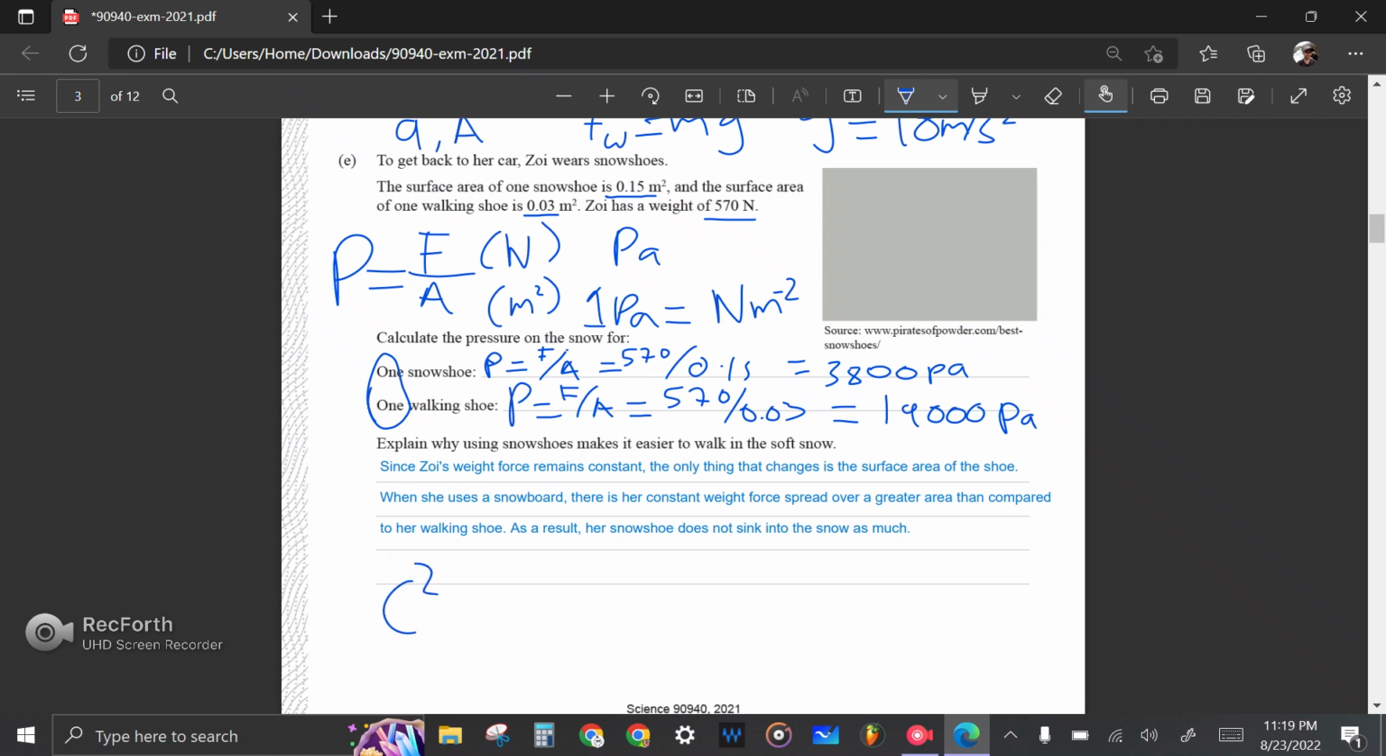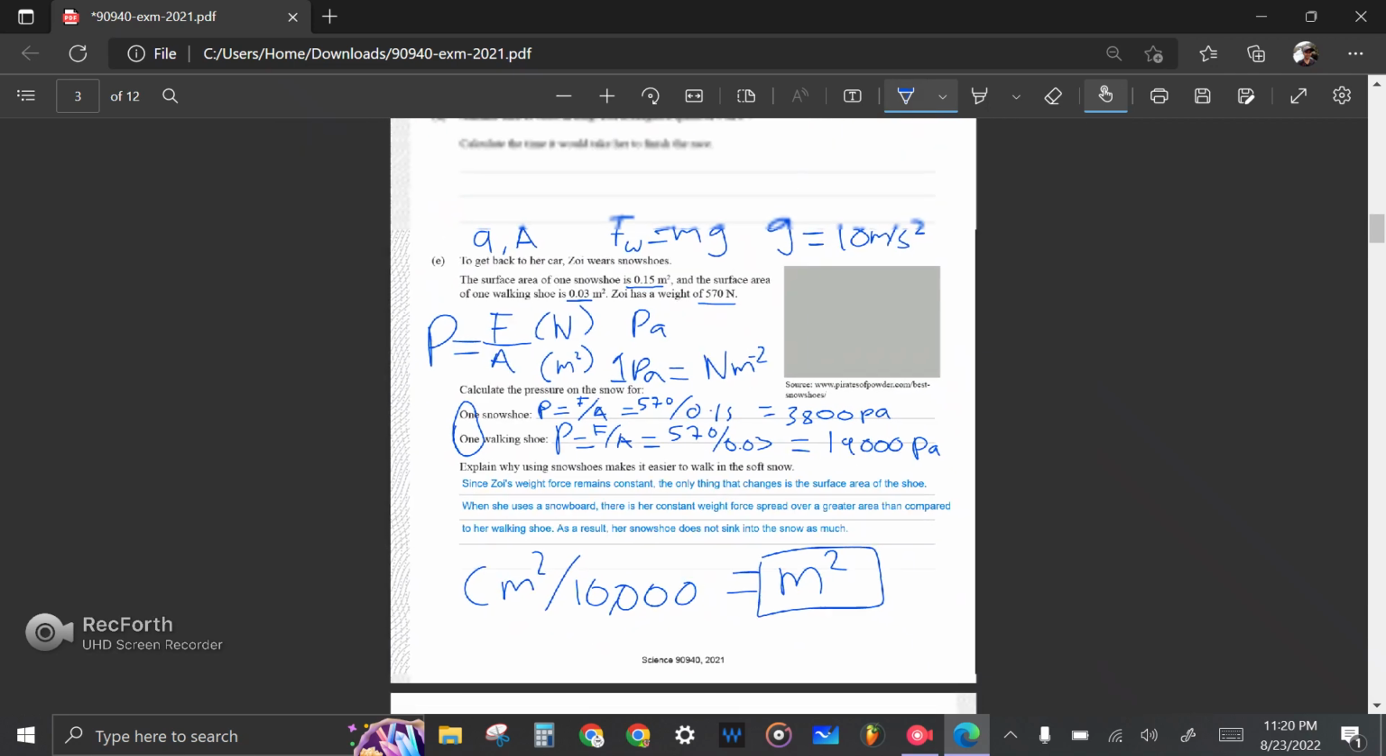And if you do get square centimeters, then to convert to meters squared, you just have to divide by 10,000, I think. So make sure you're always looking out for that.